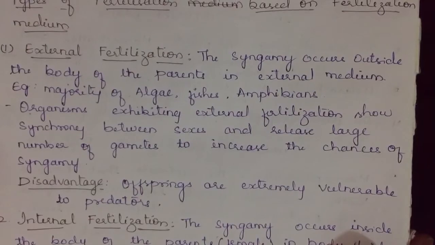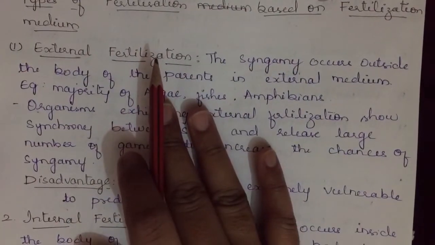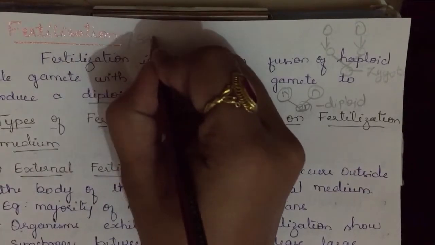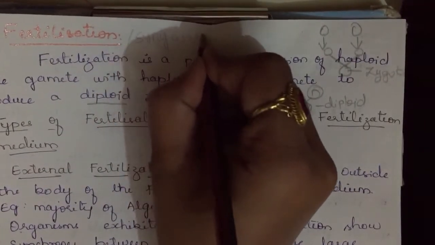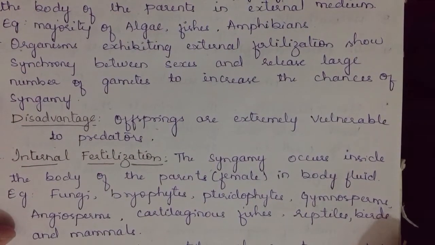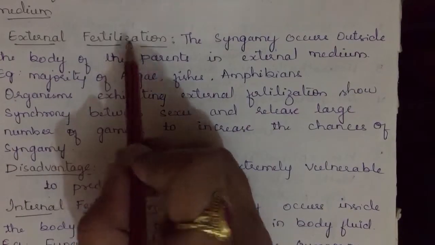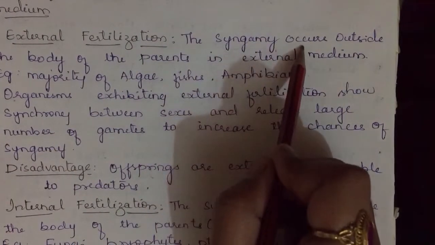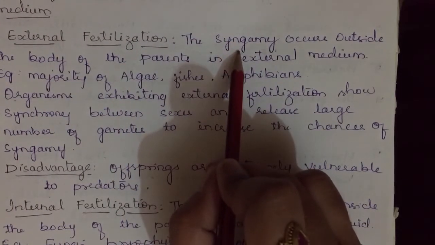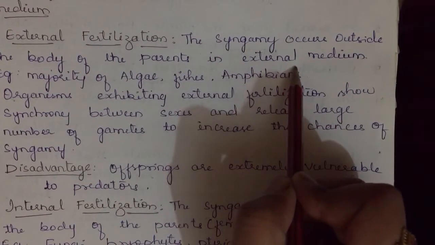First we should discuss external fertilization. Syngamy is another name for fertilization. For fertilization we can even call it syngamy. Syngamy is nothing but fusion of a male and a female gamete. External fertilization: the fusion of male and female gamete occurs outside the body of the parents. If syngamy is taking place outside the body of the parents, in an external medium, it is called external fertilization.